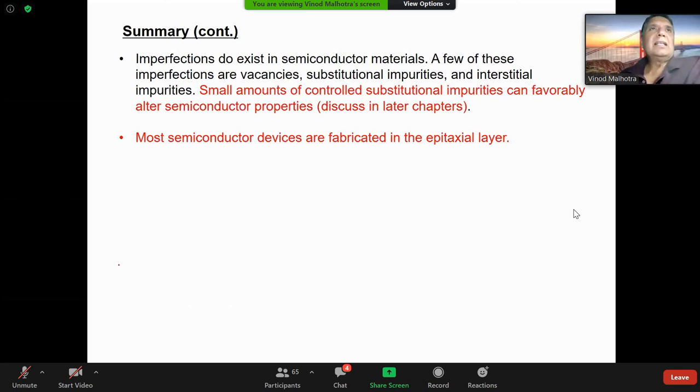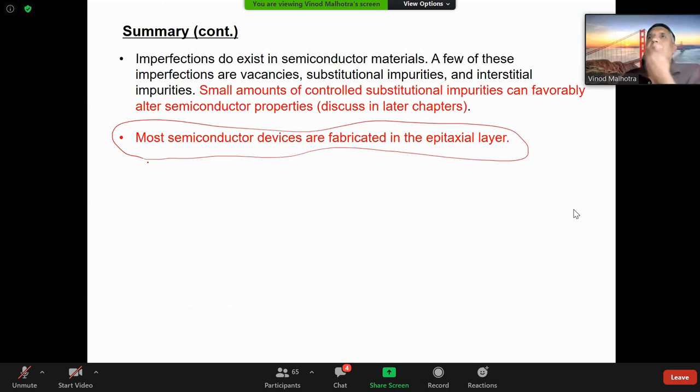Imperfections do exist, and this is important, right? So most semiconductor devices are fabricated in an epitaxial layer. Czochralski gives you the starting point of the mechanical. All right. Any questions up to this point? No? Okay.